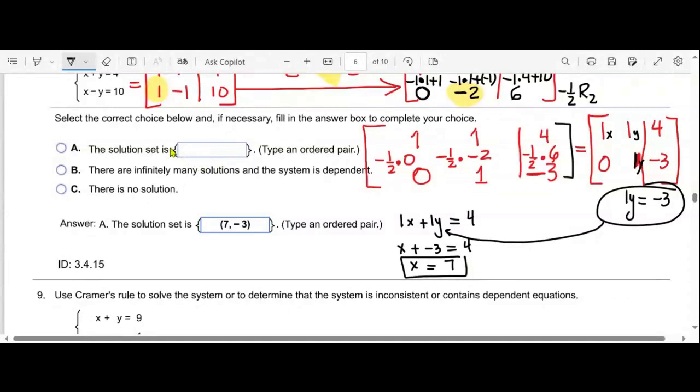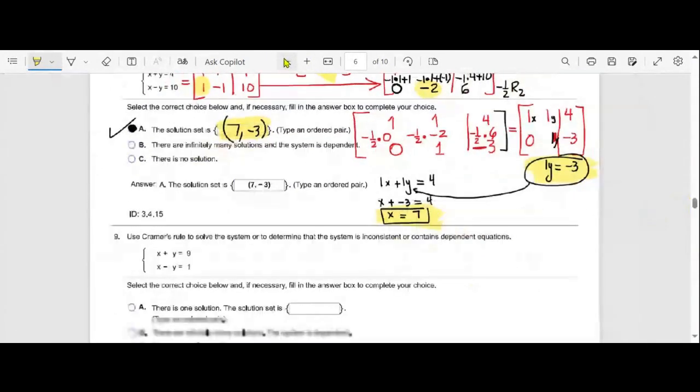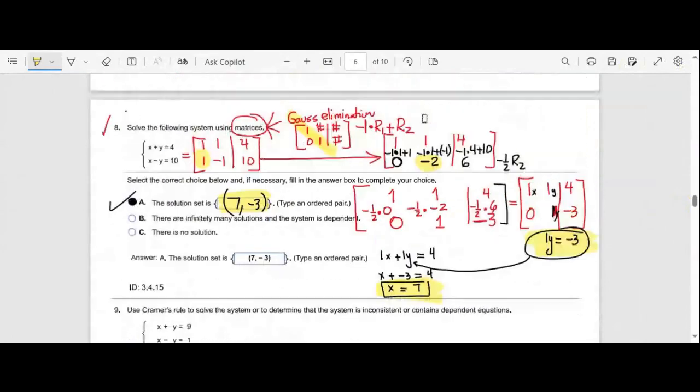So your final answer will be what? The solution set is 7, -3 between parentheses. Is this clear? Yes. Any questions? No. All right. Remember how to do this using Gauss elimination.